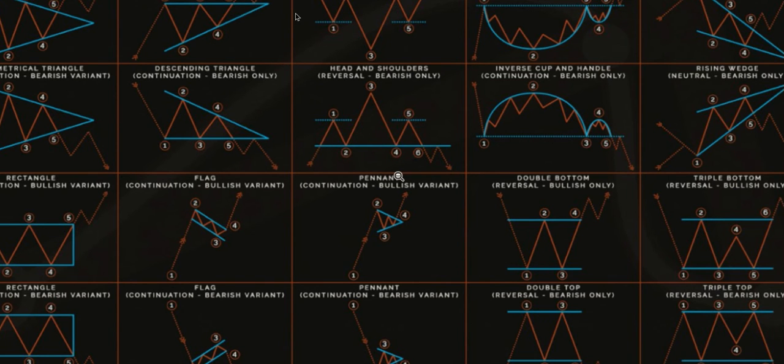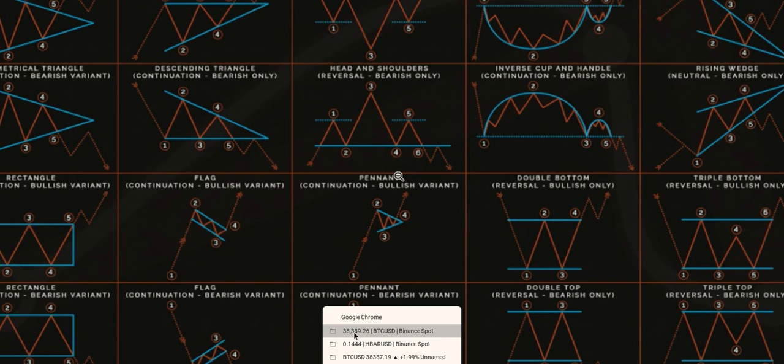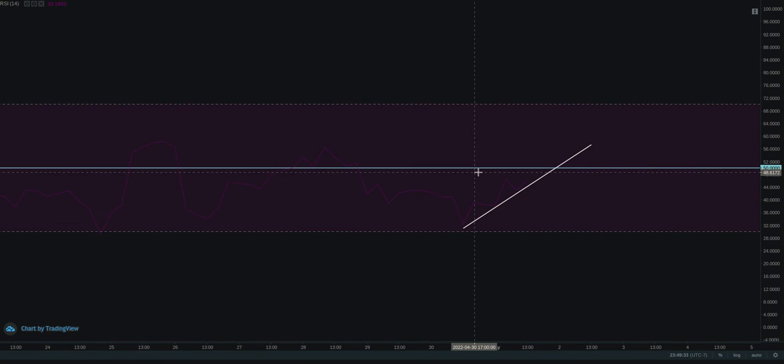And the reason why I'm using that 50 line is because that 50 line is the line that pretty much tells us whether we're on an uptrend or a downtrend. So if we're above it, we're in an uptrend. If we're below it, we're in a downtrend. So yeah, that's kind of my idea about that.